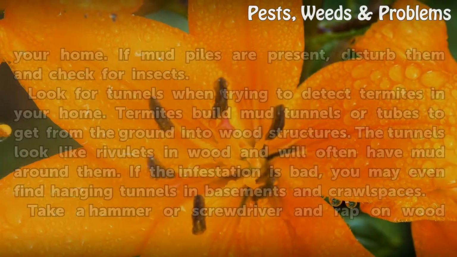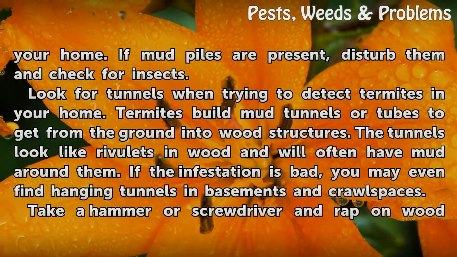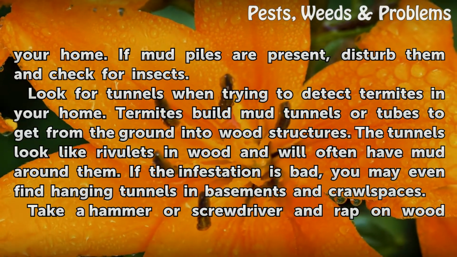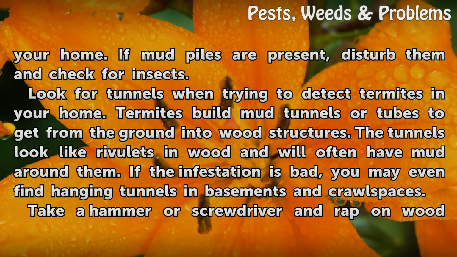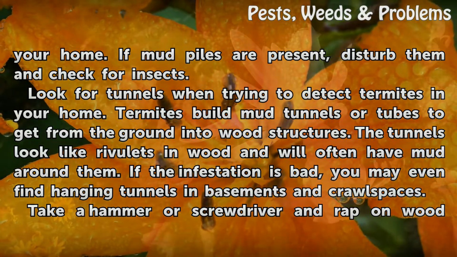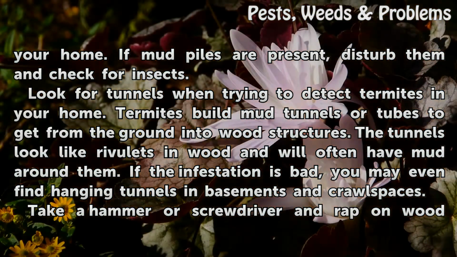Check for piles of mud close to the foundation of your home. If mud piles are present, disturb them and check for insects. Look for tunnels when trying to detect termites in your home. Termites build mud tunnels or tubes to get from the ground into wood structures. The tunnels look like rivulets in wood and will often have mud around them. If the infestation is bad, you may even find hanging tunnels in basements and crawl spaces.